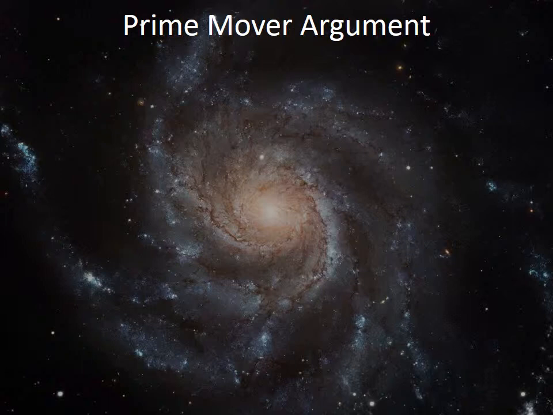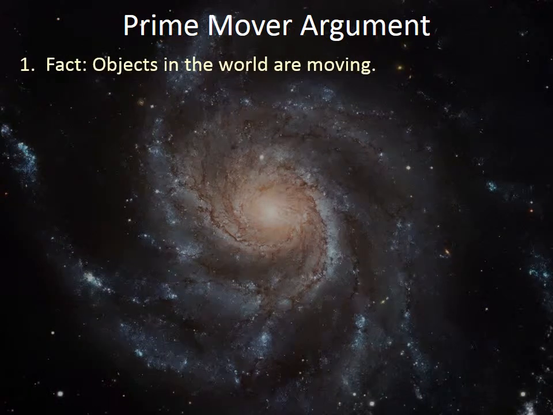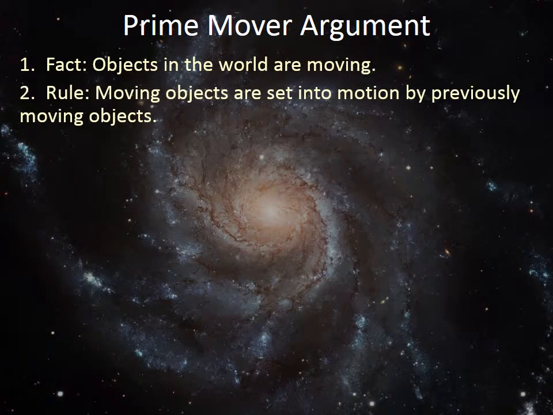Remember the basic structure of the cosmological argument. First, there is some fact about the world. In this case, it is that we notice that there are objects that are in motion. So suppose that we try to explain the motion of one of these objects. Premise 2. We notice that this fact needs to be explained by some rule. In this case, that any moving object must have been set into motion by some other moving object.